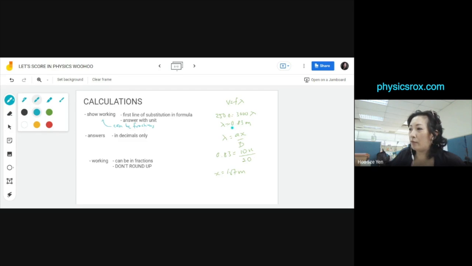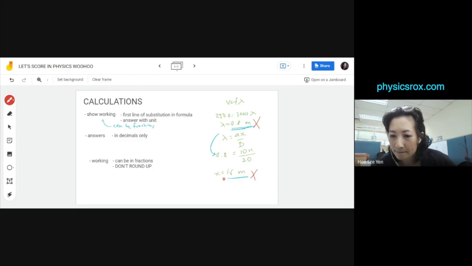Because we have to take this number and substitute it in here. So if, let's say, you round up, by right you shouldn't, but let's say you round it to 0.8. Then you put in 0.8, and you get 1.6. When the number is rounded up too much, it's wrong already. So if you need to, write as many decimal places as possible, like 0.833333. That way, your numbers will be far more accurate.